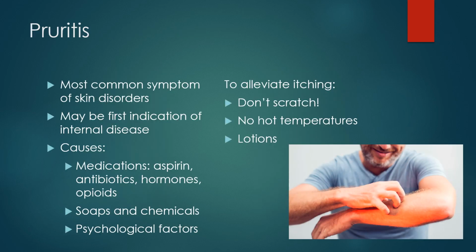Pruritus, or itching, is the most common symptom of skin disorders. It may also be the first indication that the patient could have a disease occurring like diabetes, blood disorders, or even cancer. Pruritus can be caused by many other things as well. Medication reaction can cause itching, especially with aspirin, antibiotics, hormones, and opioids. Chemicals on the skin and soaps and skincare products can cause itching as well as some psychological and psychosocial disorders.